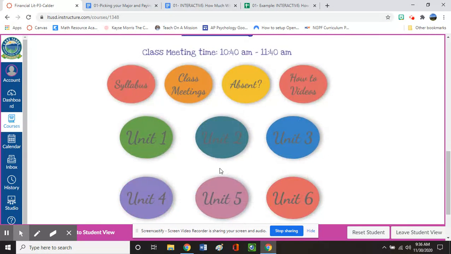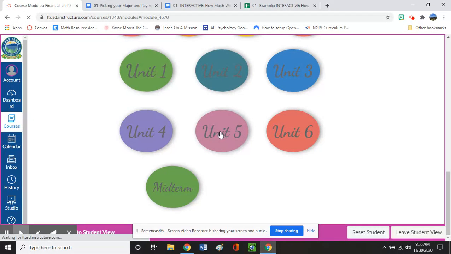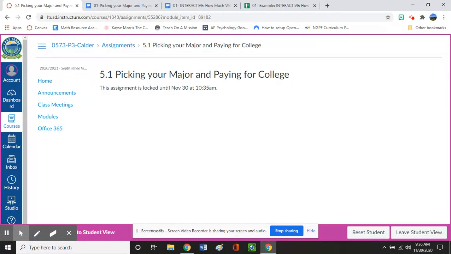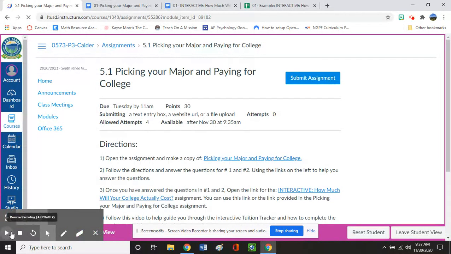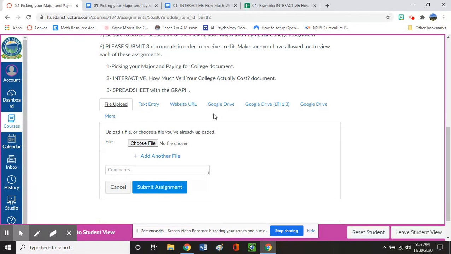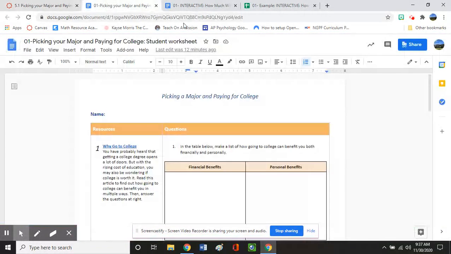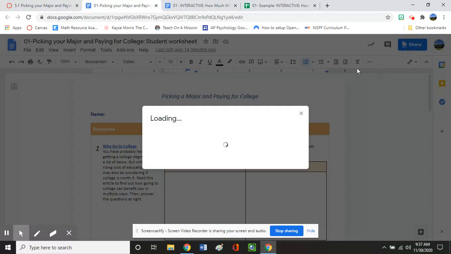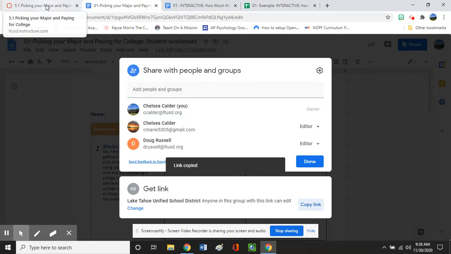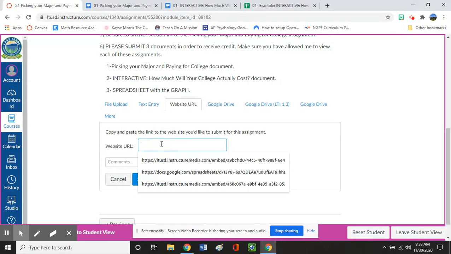So now we are in student view, unit 5. We're going to turn this assignment in. Oh, our assignment's locked. Okay, now that our assignment is unlocked, we're going to go ahead and submit our assignment. You could either do the website URL. So this was the share. If I go here and share, make sure it's shared with the Lake Tahoe Unified School District so that we can see it. So it's already on there. Awesome. I'm going to copy the link and go back and paste this link in here.